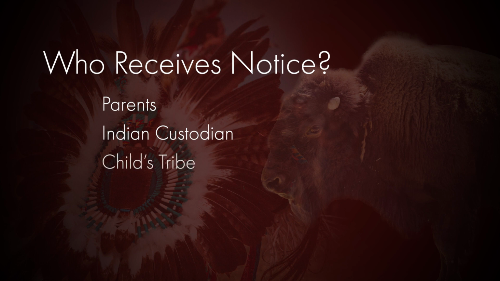An Indian child's tribe refers to either the tribe or tribes in which the child is already a member or is eligible for membership. If a child is eligible for membership or enrolled in more than one tribe, all tribes should receive notice. Nebraska Revised Statute 43-1504, subsection 4, outlines the manner in which the child's primary tribe can be determined.